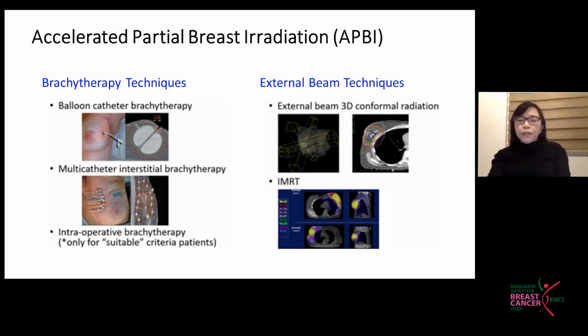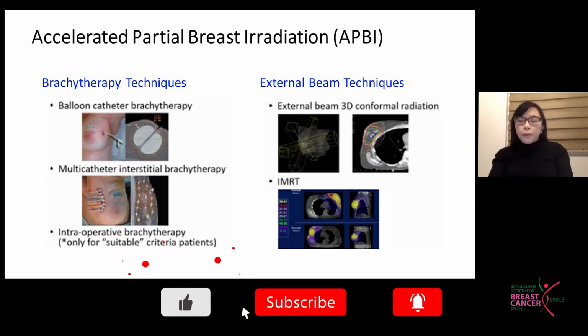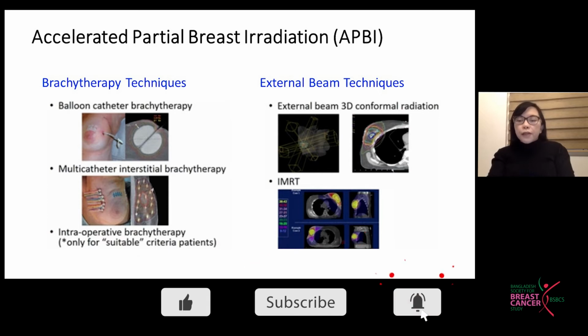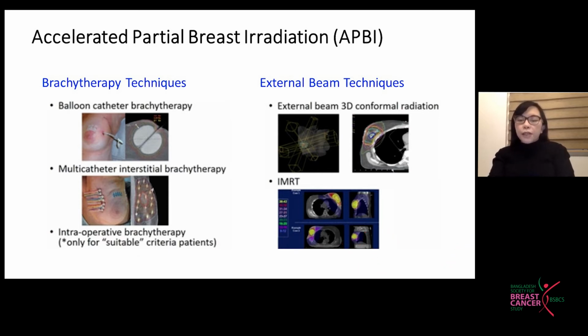The first thing to recognize about this is that there's a wide variety of approaches for doing this technique. There are multiple brachytherapy techniques that are available, and the most commonly used is the balloon-based catheter approach. Fewer centers are also utilizing multi-catheter interstitial brachytherapy simply because of the expertise that is required for this approach. Then there's also the intraoperative brachytherapy or IORT. And even within external beam radiation techniques, there are a variety of options. The most commonly utilized option is EBRT using 3D conformal technique, but there's also data looking at IMRT.